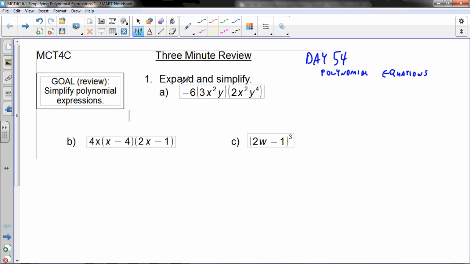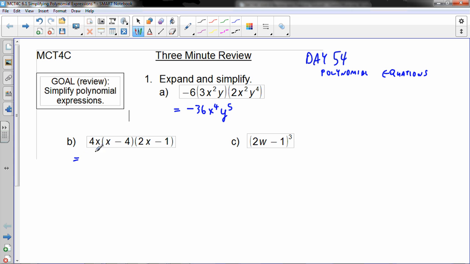In the 3-minute review, we've just got some old stuff to do. The first one is just some exponent rules. We'll do all the number parts first. -6 times 3 times 2 is -36. And then the x parts, add the exponents, x to the exponent 4, add the exponents, y to the exponent 5. Lovely, that's done.